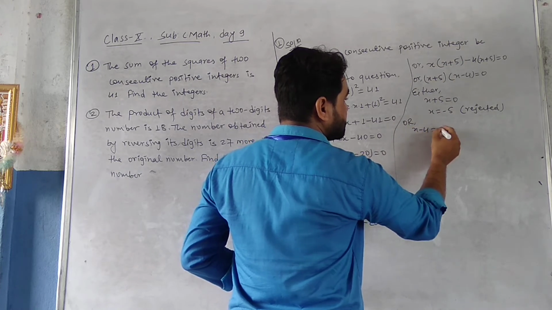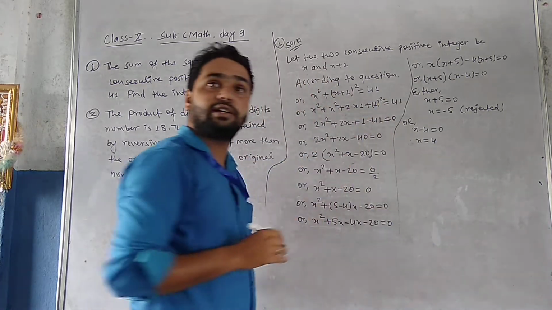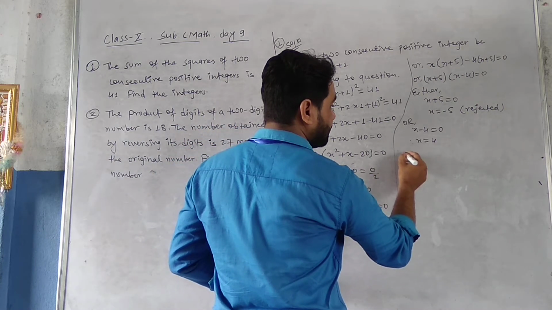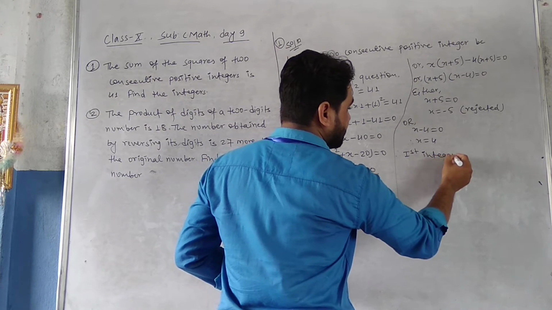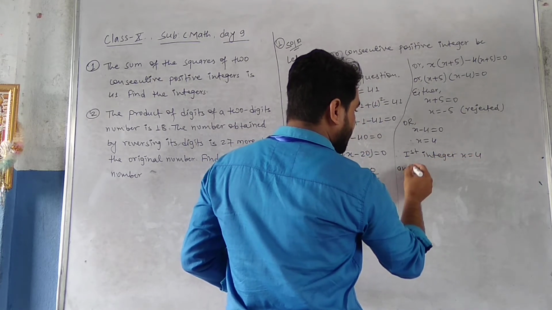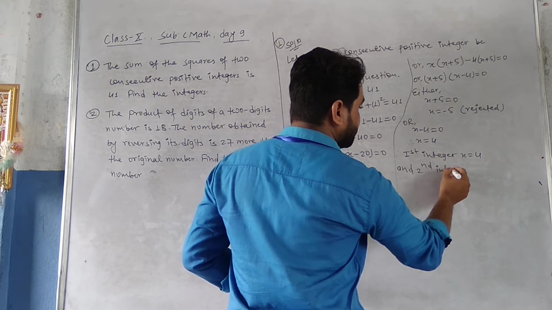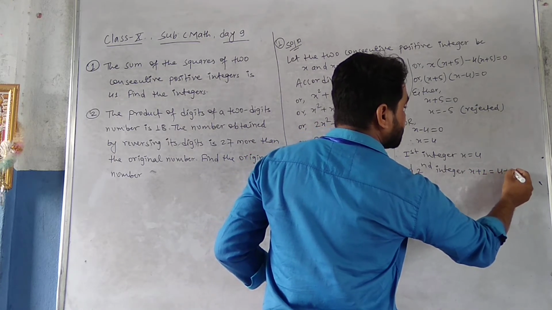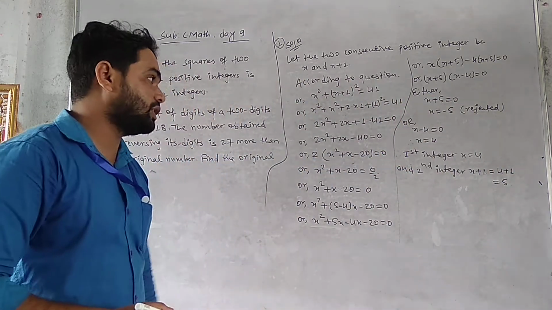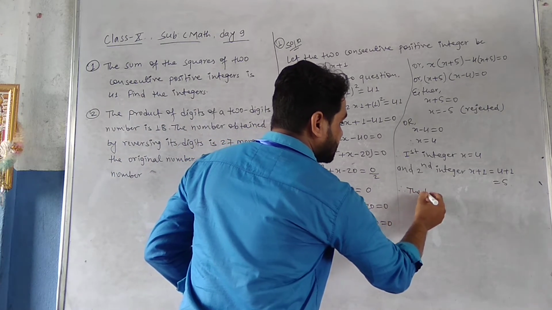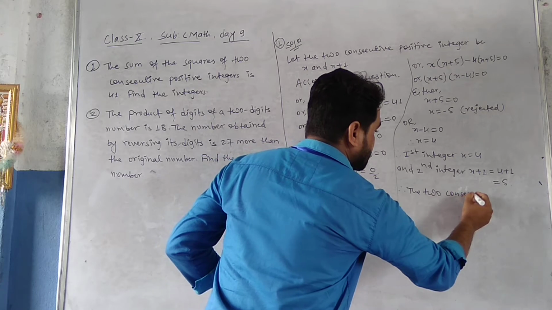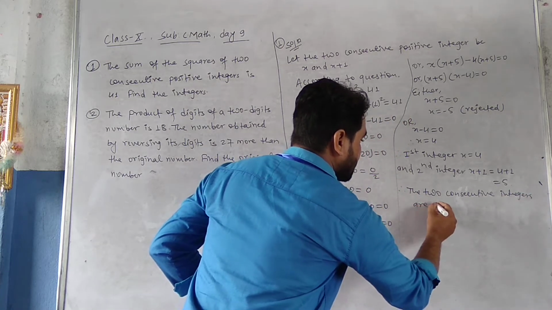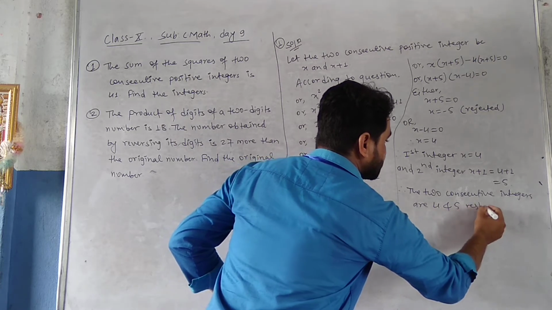x minus 4 equals to 0, we get x equals to 4. That means the positive integer is 4, and next one, therefore, first integer x equals to 4, and second integer x plus 1 equals to 4 plus 1 equals to 5. So therefore the two consecutive integers are 4 and 5 respectively.